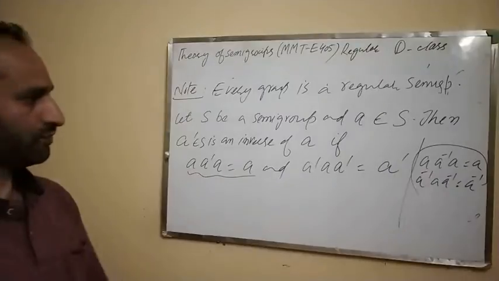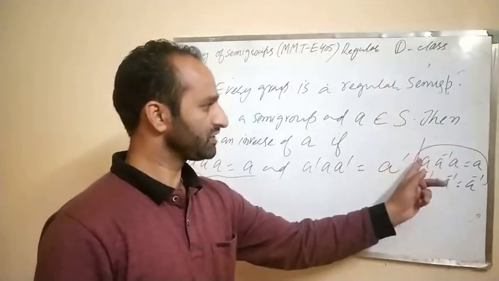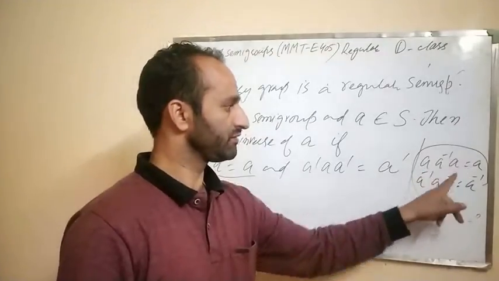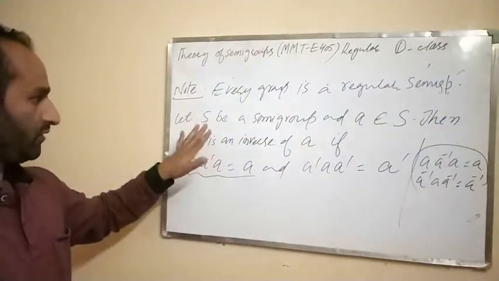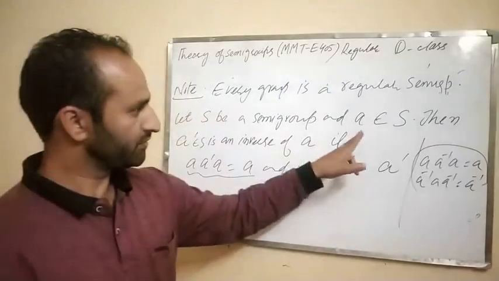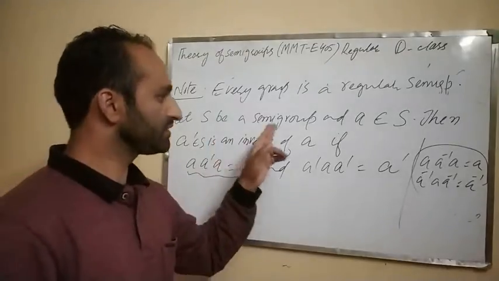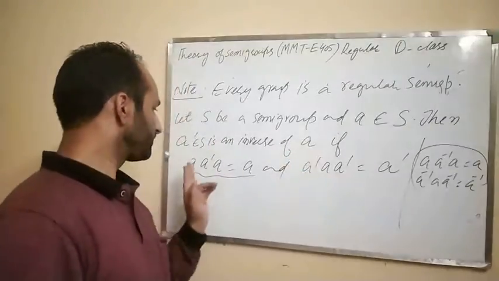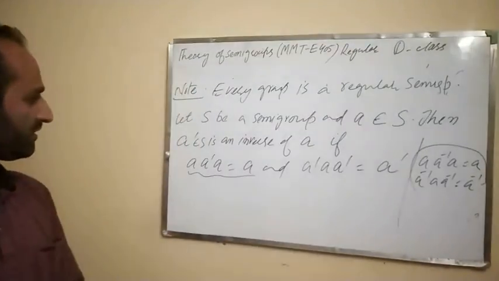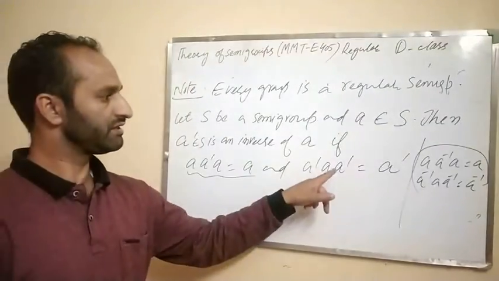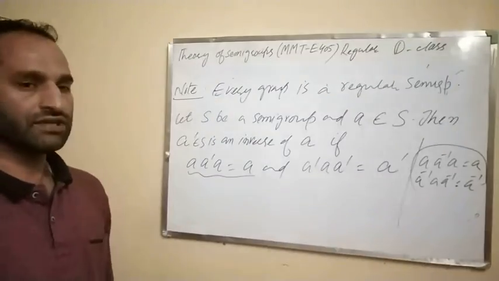In groups, every element possesses an inverse, because for each a there is a⁻¹ such that a a⁻¹ a = a and a⁻¹ a a⁻¹ = a⁻¹. Now here, this is a semigroup and element a belongs to S. Then element a' is said to be an inverse of a if it satisfies these two equations. So that's the definition of inverse.